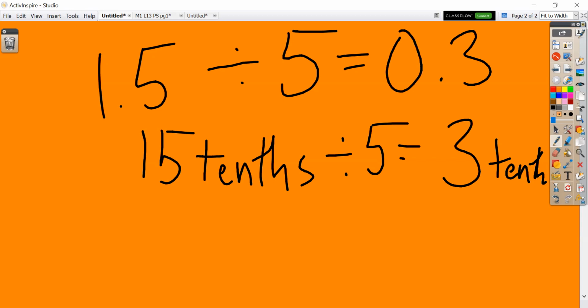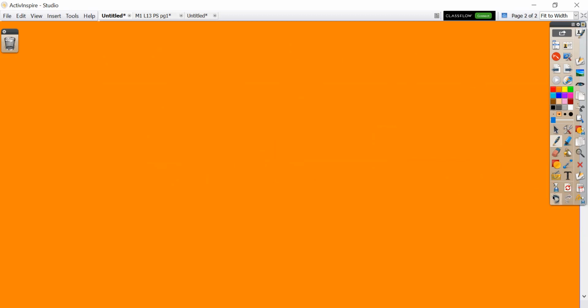I prefer this method over the place value chart all day long. So let's try this again, with one where it's not as easy just to convert into the smallest unit. What I mean by that is 1.05, or 1 and 5/100. And this time we're going to divide it by 5 again.